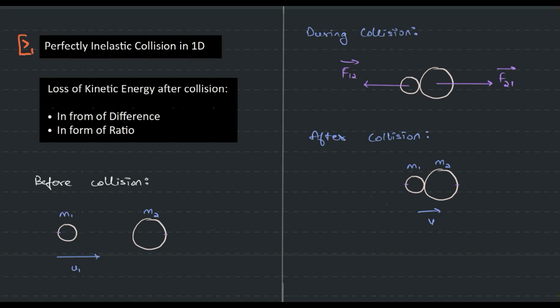Now we are looking at perfectly inelastic collision. The case being, we're looking at the loss of kinetic energy in terms of difference and in terms of ratio. So there's a special case. This is a special case. We have the second object at rest, and post collision, they move as one. That's why it's perfectly inelastic.